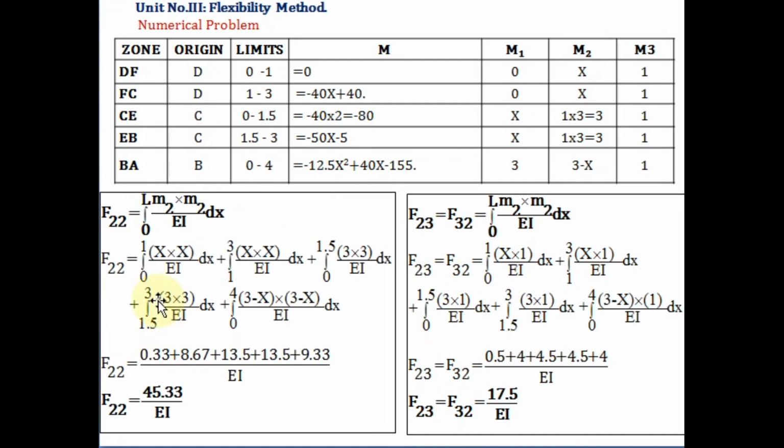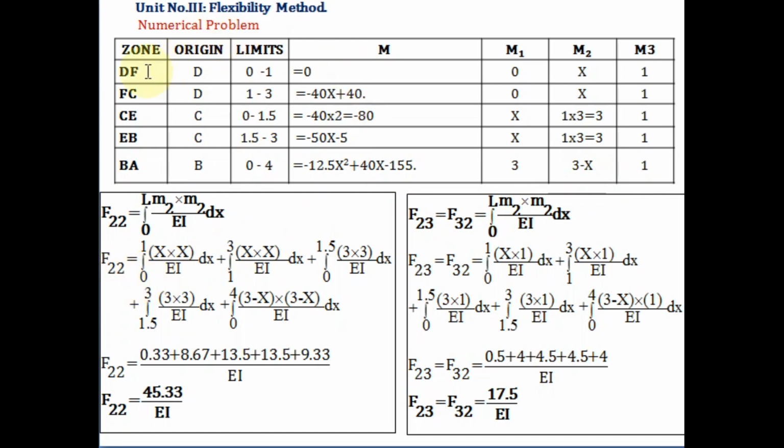So the next coefficient is F22. So here M2 should be multiplied by M2. So F22 equal to integration 0 to L M2 into M2 upon EI into dx. So the M2 column will be multiplied by the M2 column here only.